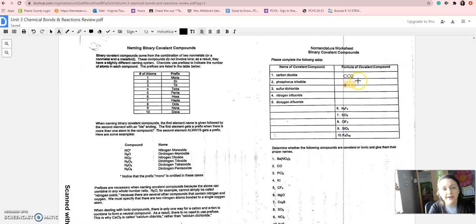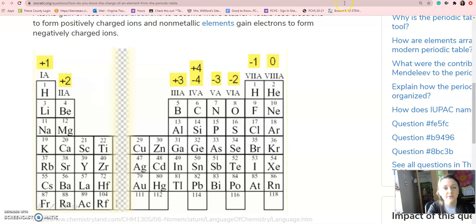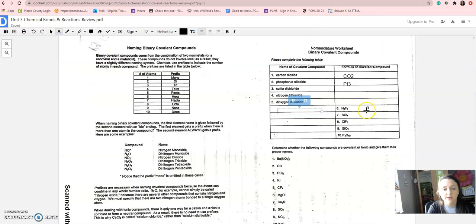Phosphorus triiodide. So I have phosphorus, which is going to be P. Triiodide means I have 3 iodines, so I3. All right, and right here, when we are naming these covalent compounds, I just look at the numbers. Now, if I have N and F, I'm going to make sure they're covalent. N and F are both nonmetals, so okay, I'm going to use covalent. I'm going to use prefixes.